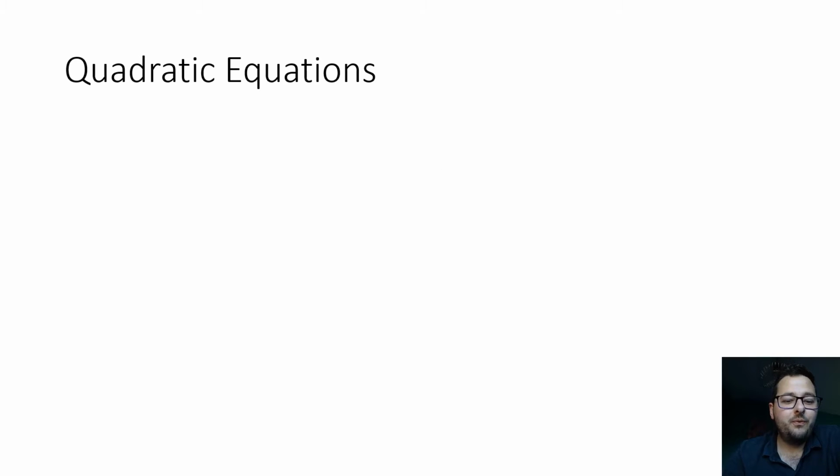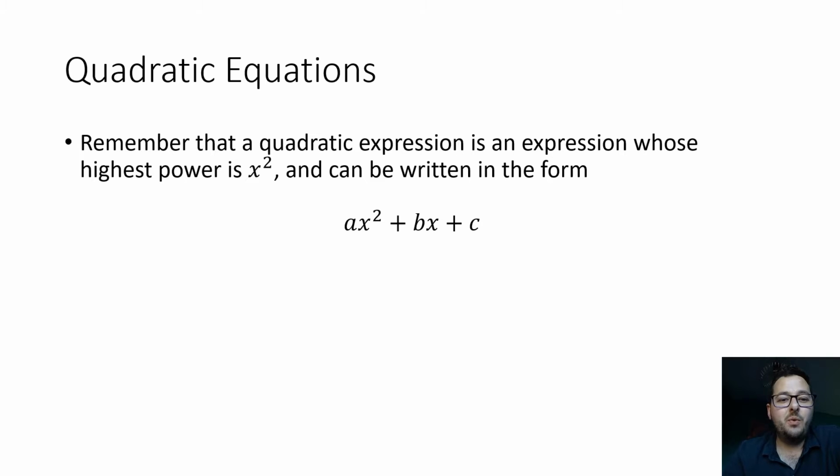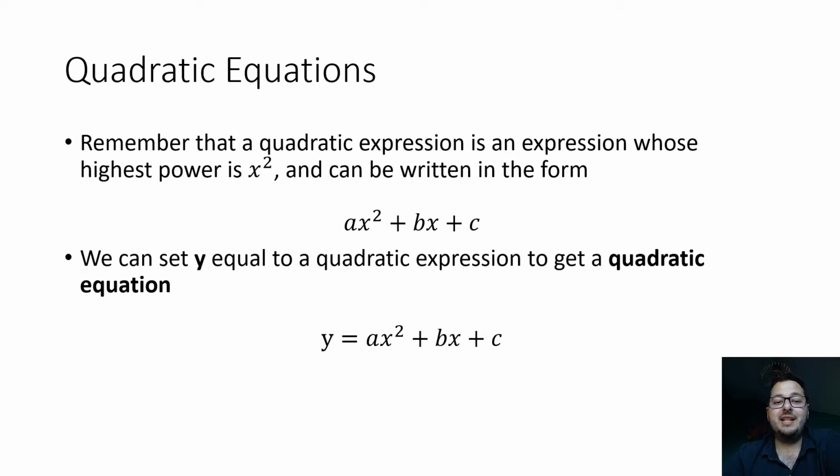Alright then, so first of all just a quick recap on quadratic equations. A quadratic expression is an expression whose highest power is x squared, and they can always be written in the form ax squared plus bx plus c. So it's any expression that's got the highest power x squared, that is quadratic. And you can just turn this into an equation by setting y equal to the quadratic expression. So y equals ax squared plus bx plus c.